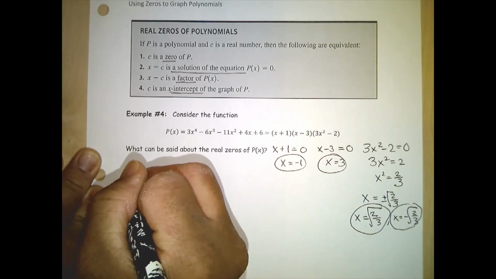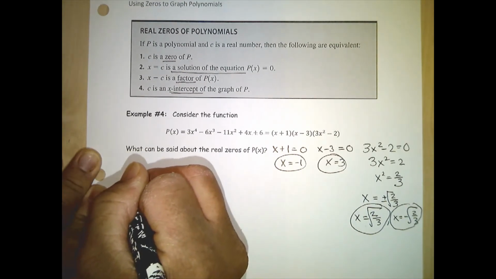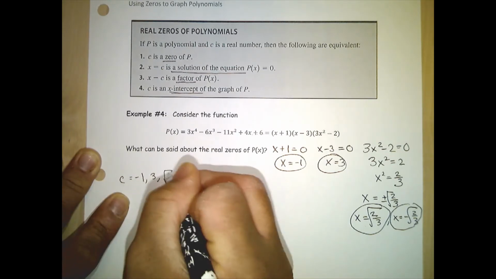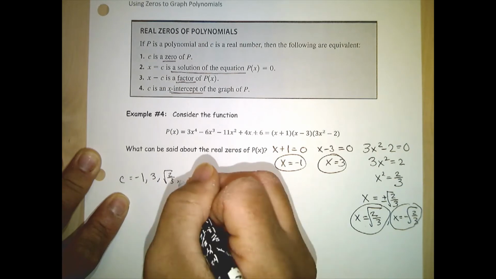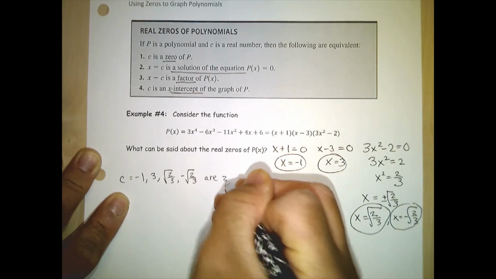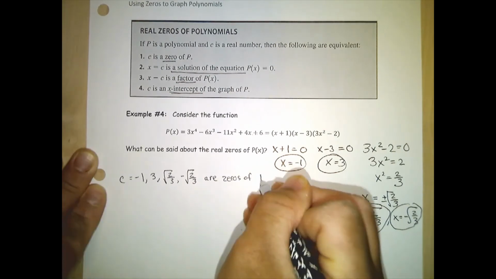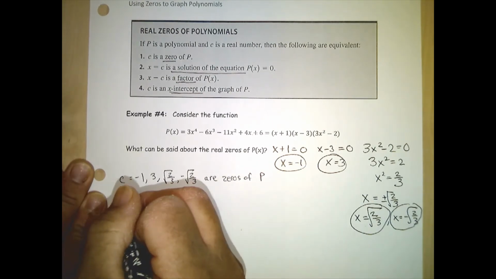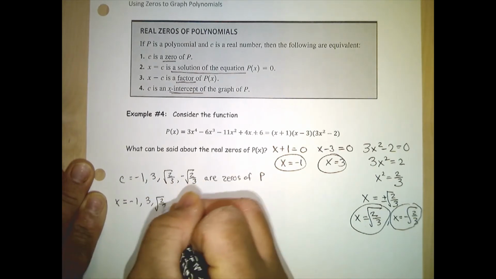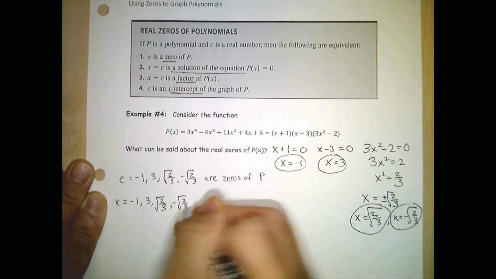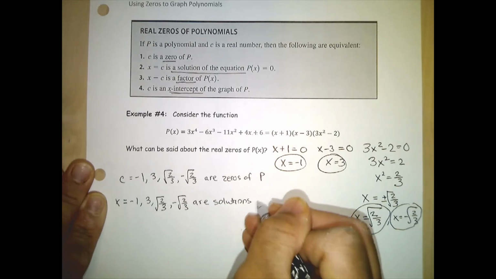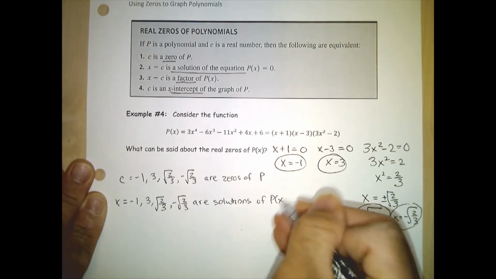So we can say that C equals negative 1, 3, square root of 2 over 3, and negative square root of 2 over 3 are zeros of P. And then we can say x equals negative 1, 3, square root of 2 over 3, and negative square root of 2 over 3 are solutions of P of x equals 0.